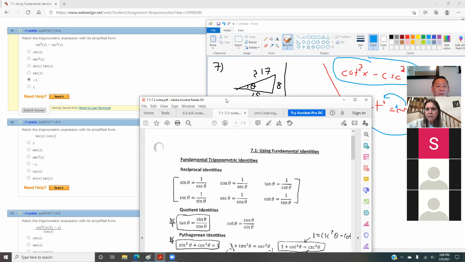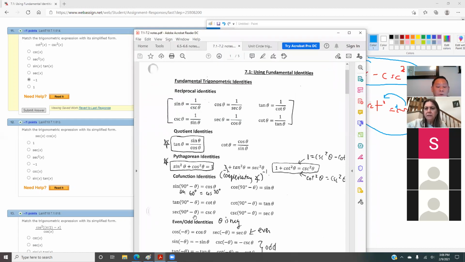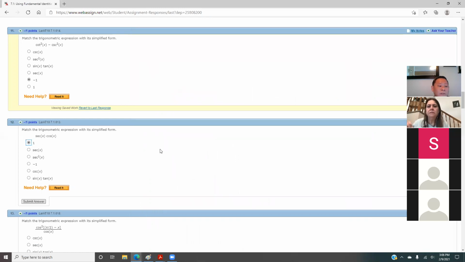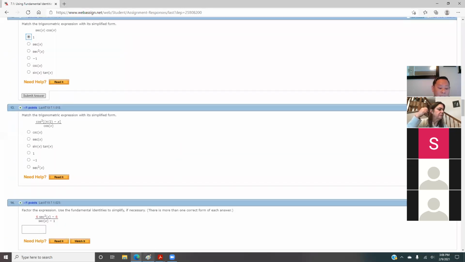Can someone tell me what secant x times cosine x is? Which identity should we use here: reciprocal, quotient, Pythagorean, or even-odd? Reciprocal. Because we have secant, when you multiply by cosine, secant x times cosine x is 1. Yep.